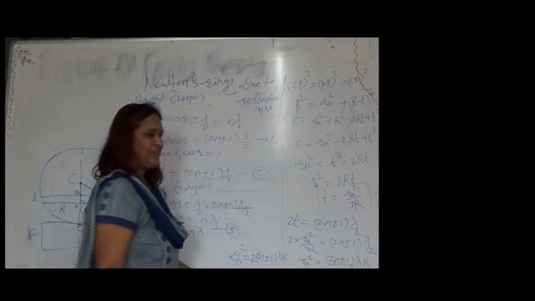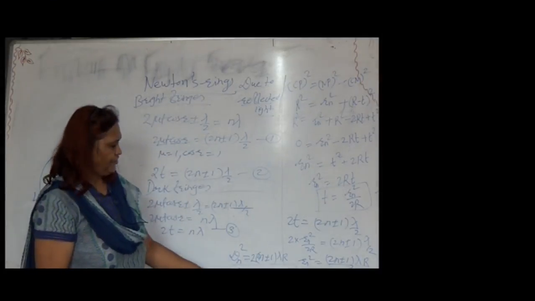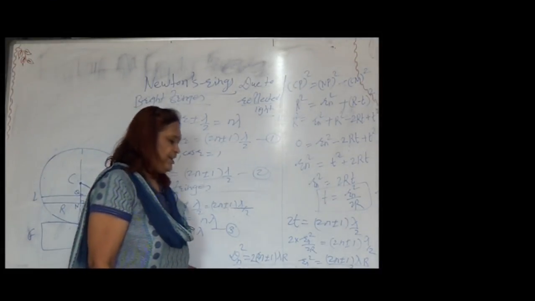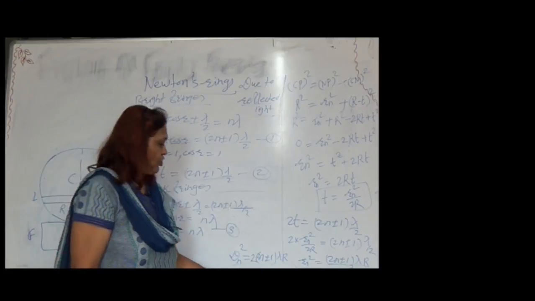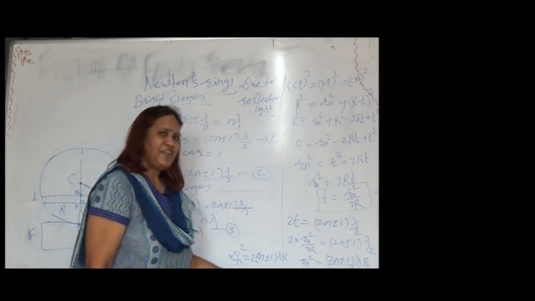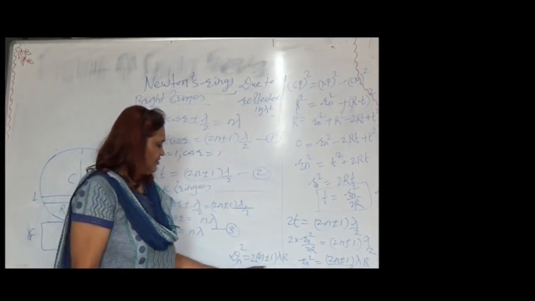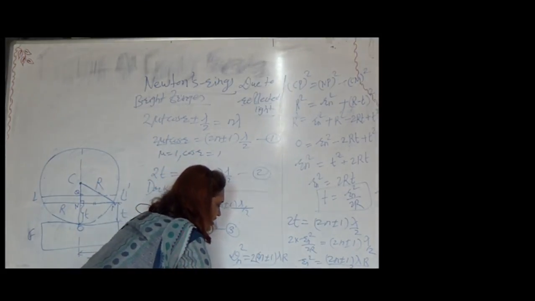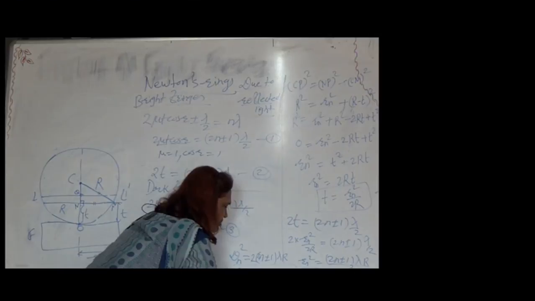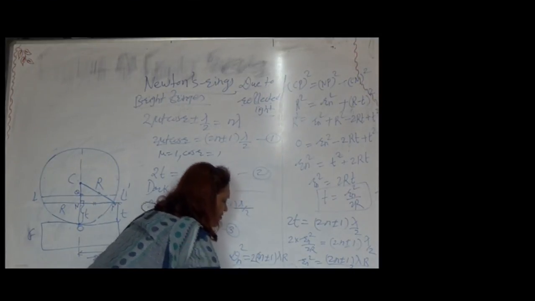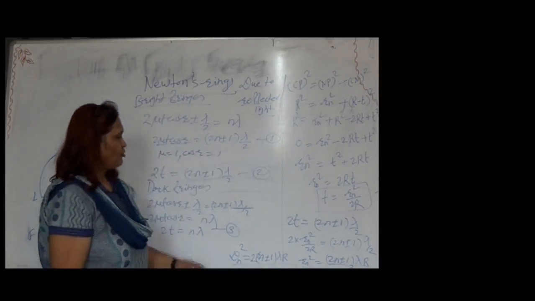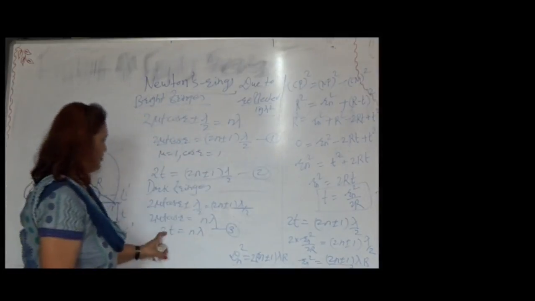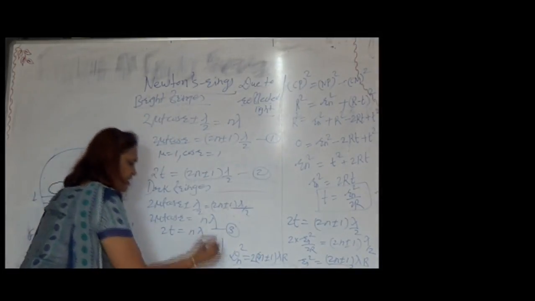Now, from that one we can say that the diameter of the nth ring is directly proportional to the square root of an odd natural number, that is, Dn is directly proportional to the square root of an odd natural number, and denote it as equation number 5. Now, the same value of t we can substitute for our dark fringes.